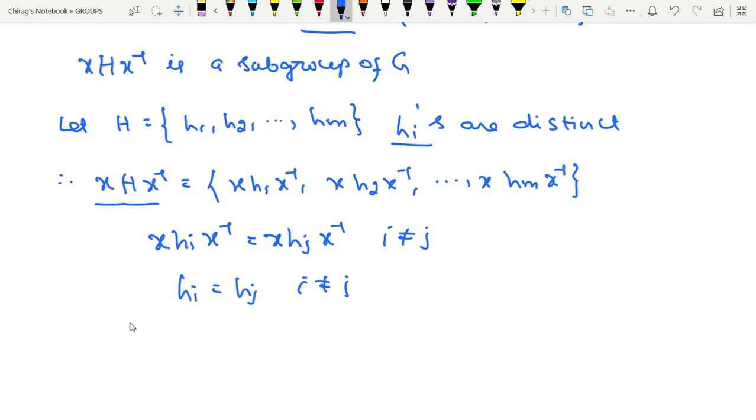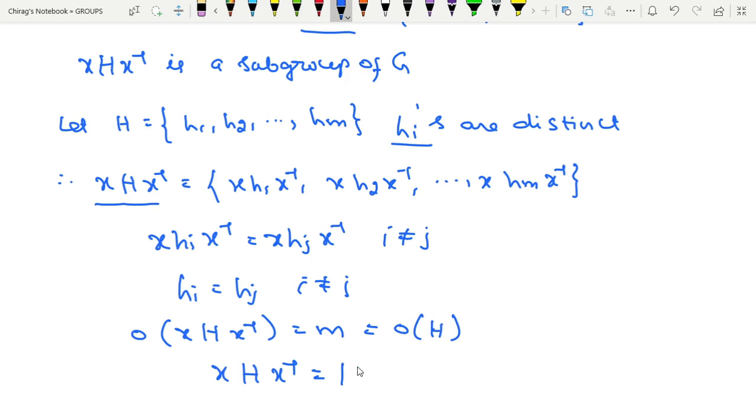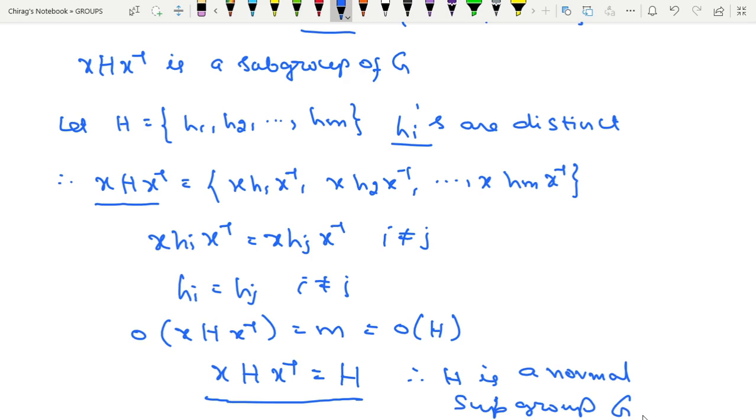Now how many elements are there in xHx⁻¹? So the order of xHx⁻¹ will be equal to m. But H is the only subgroup of G having m elements. So therefore xHx⁻¹ must be equal to what? H. And hence H is a normal subgroup of G. Therefore H is a normal subgroup of G.